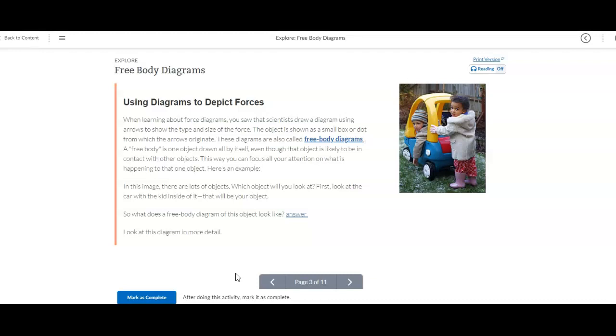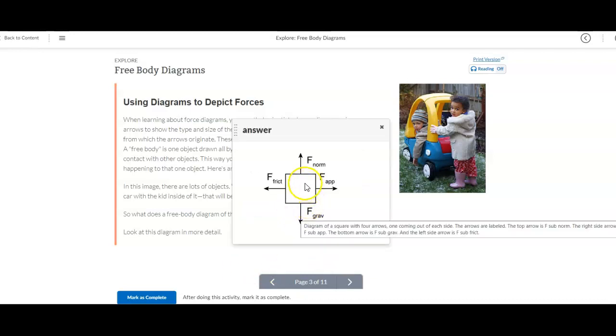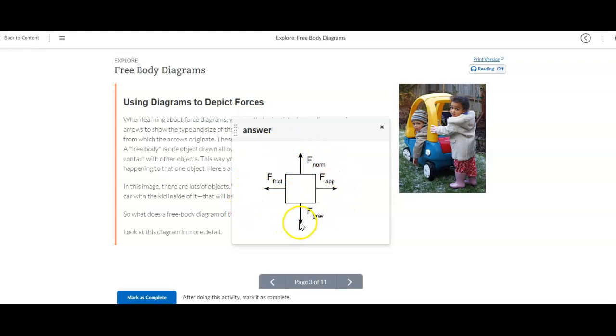So look at this example here. In this image, you can see a lot of objects. Which object do you look at first? First, look at the car with the kid inside of it. That will be your object. So what does a free body diagram of this object look like? Okay, so you've got the child in the car, and then you have all the forces acting on the car. So that's what that diagram looks like.